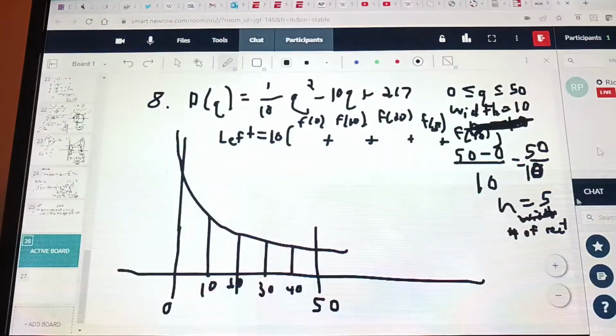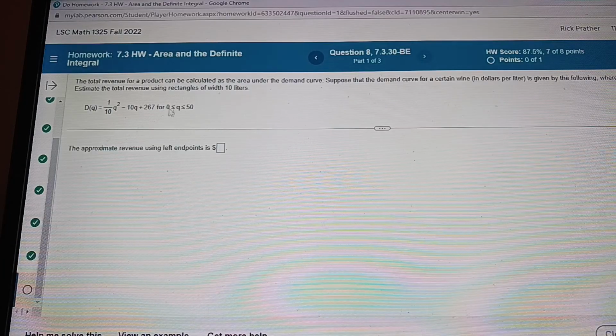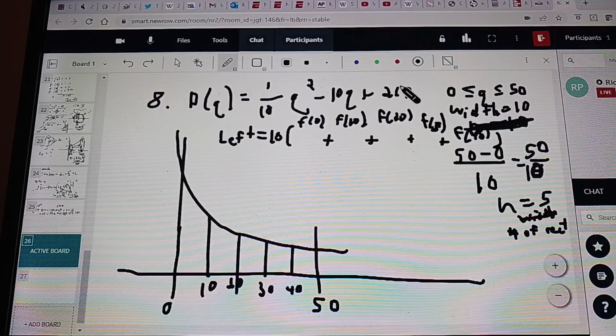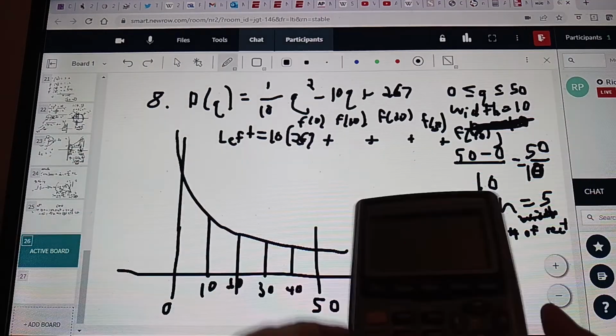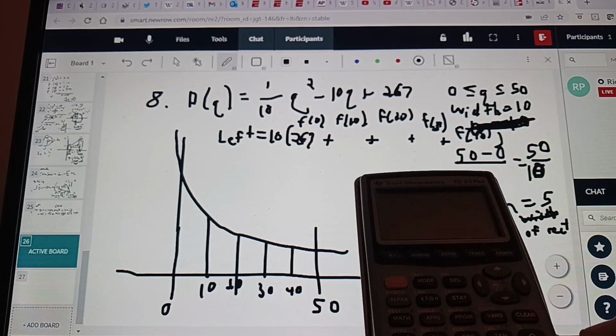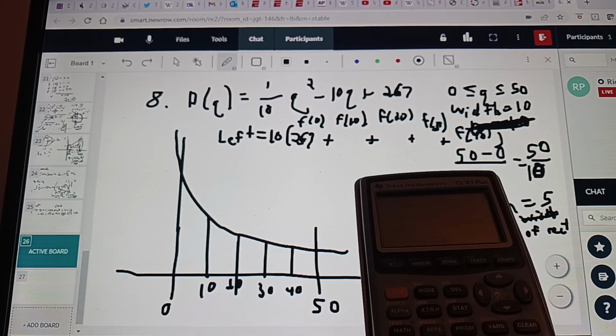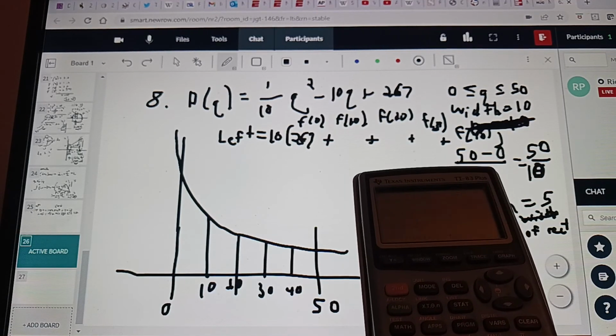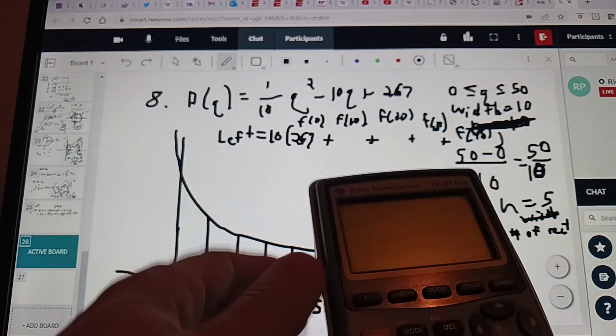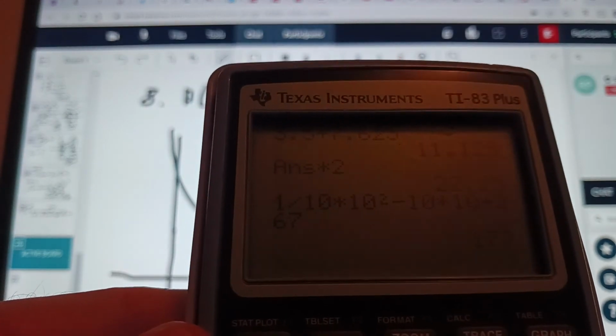But once I figure out 10, 20, 30, and 40, I'll have them for both of these. So plug in 0. That's easy. When you plug 0 in, all this disappears except for the 267. So f of 0 is 267. F of 10 will take more of a calculation: 1 divided by 10 times 10 squared minus 10 times 10 plus 267. So f of 10 came out to 177.